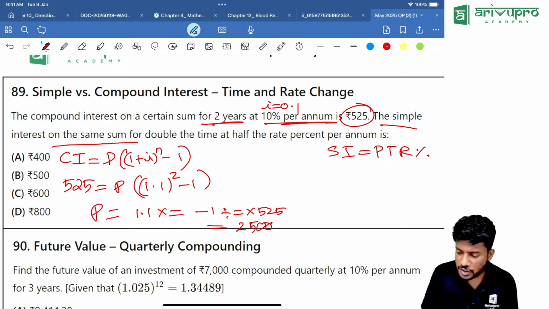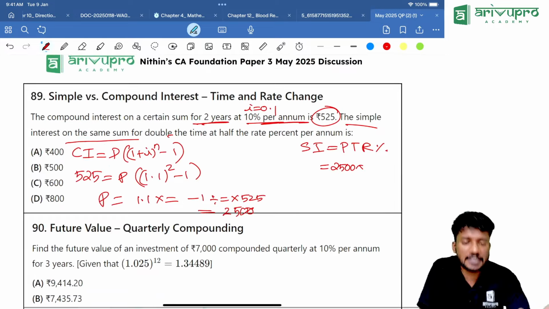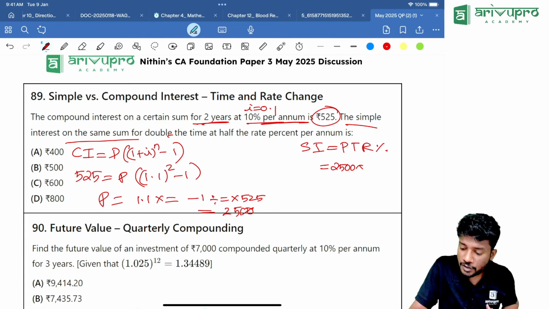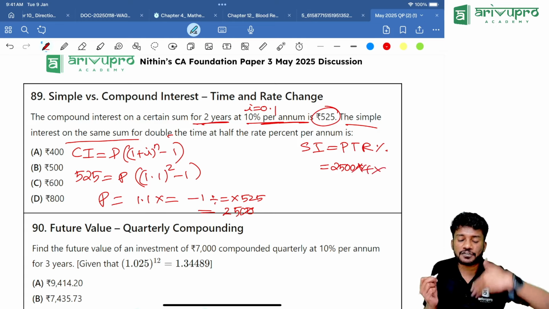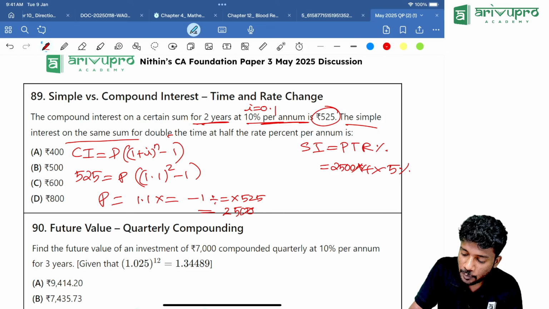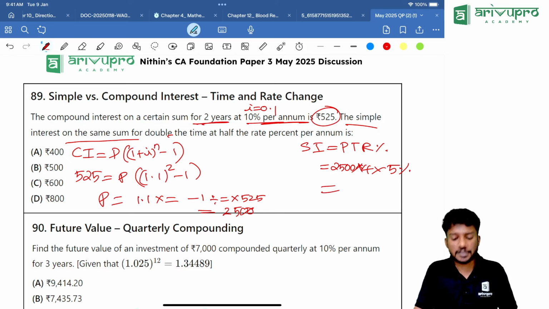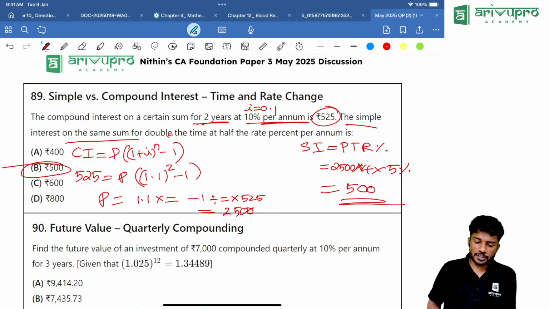2500. Next, how will you find the SI value? SI is equal to 2500 into T. Double the time means it will become 4. Then half the rate percentage means it will become 5%. Get me the answer. Option B, 500. Everyone got this? Everyone understood this?